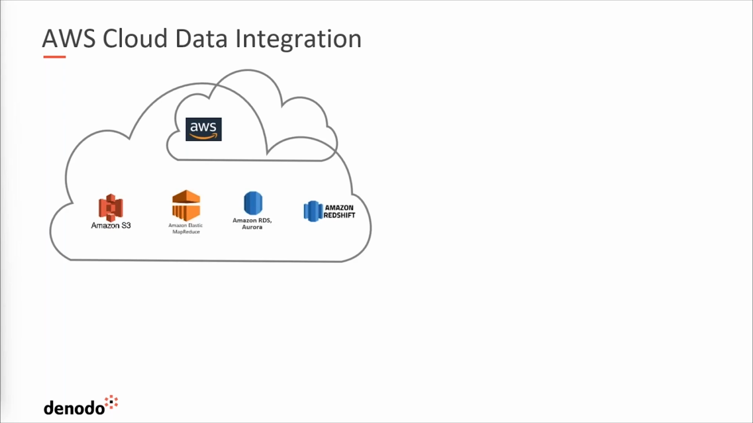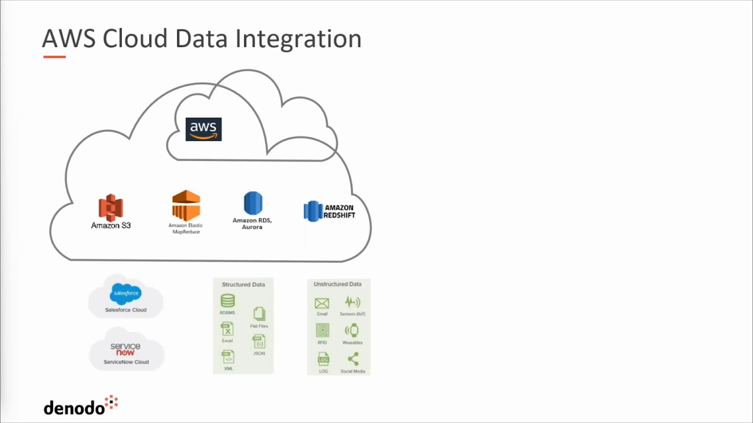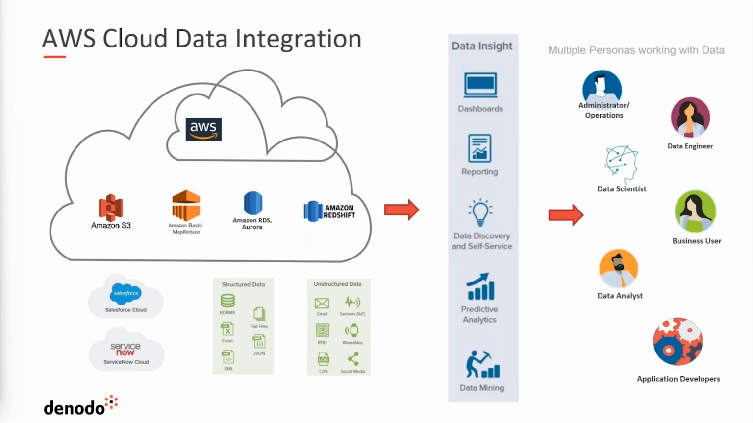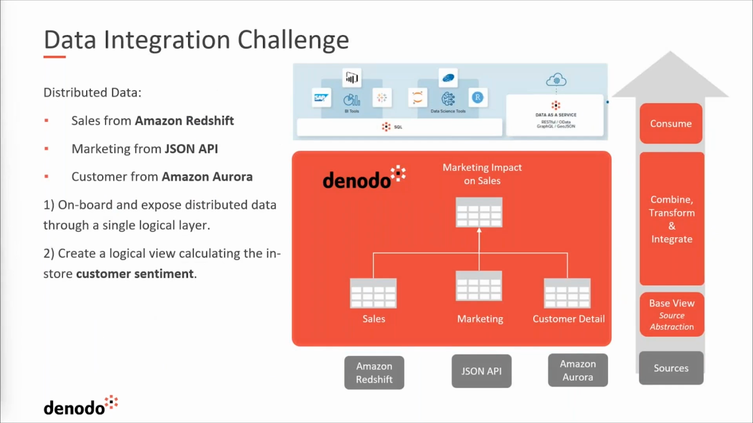For example, Amazon Redshift, Amazon S3 buckets, Athena, Aurora, and more. Data is distributed across different locations, in different formats. It is required for different purposes and used by many different personas across the business. The challenge is making sense of your data landscape and how it can be integrated to provide true business value, and quickly.